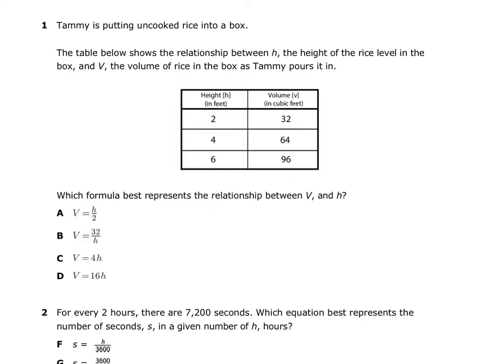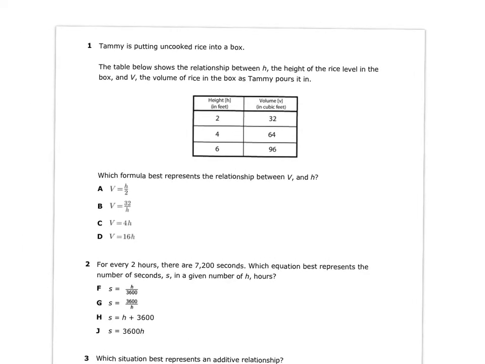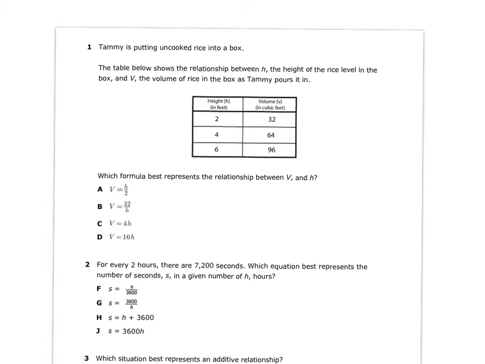Okay, today this is going to be the Unit 8 algebraic representations of two variable relationships. Tammy is putting uncooked rice into a box. The table shows the relationship between H, the height of the rice level in the box, and V, the volume of the rice in the box as Tammy pours it. Which formula best represents the relationship between V and H?